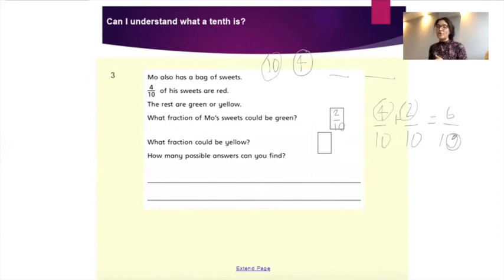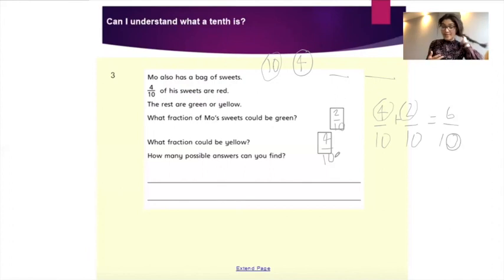So the number that is left over would then be the amount of yellow sweets. So how much do we need to add to 6 to get to 10? It would be 4. So 4/10 could be yellow. So that means then, out of a total of 10 sweets, he has 10 sweets in his bag, 4 could be red, 2 could be green, and 4 could be yellow. And if you count those all together, then you will figure out that you've actually labeled each of those sweets. So you've managed to tell me what the color of each sweet is.